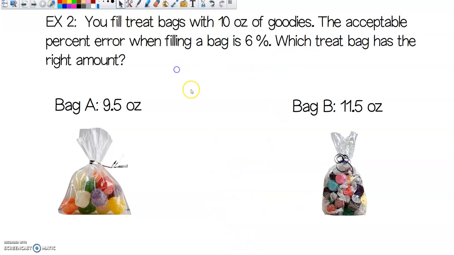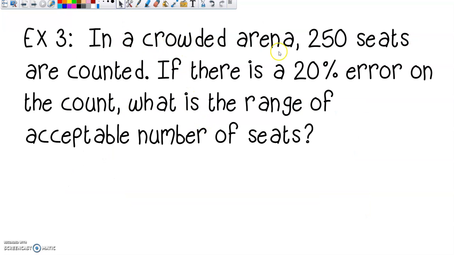I have one more example for you. In a crowded arena, I'm trying to find my highlighter here. I know it's in front of me. There are 250 seats counted. If there's a 20% error on the count, what is the range of acceptable number of seats? This one's a bit different and a little bit trickier. So this time it gave me some different information. It told me my percent error is 20%, and I always set that out of 100. And the amount that I counted is 250.